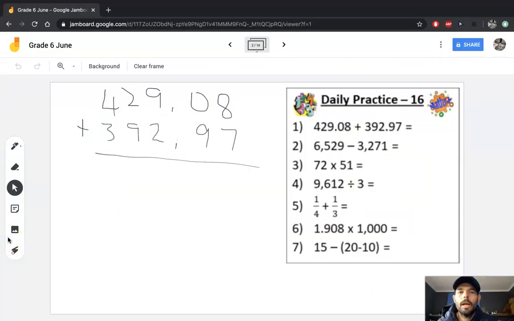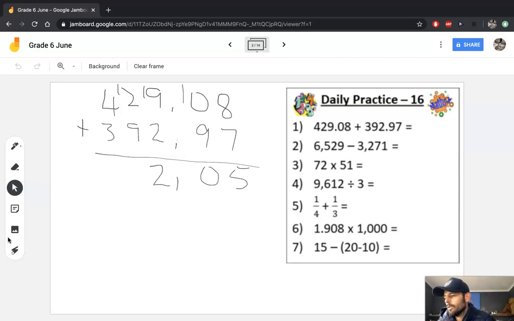429,08 plus 392,97. That's your first question. Here we're just adding in columns, and we just add normally. And the key is to remember to carry when we need to, and to always line up the decimals. And then let's check your answer at the end.